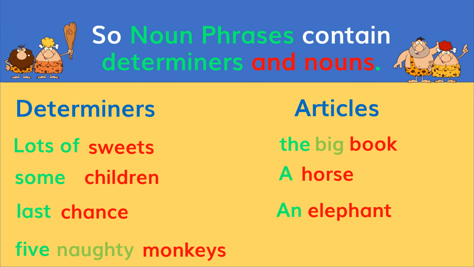Let's see the determiners and the articles separated. Lots of sweets, some children, last chance, 5 naughty monkeys. These all start with determiners. Articles. The big book, a horse, an elephant. These all start with articles.